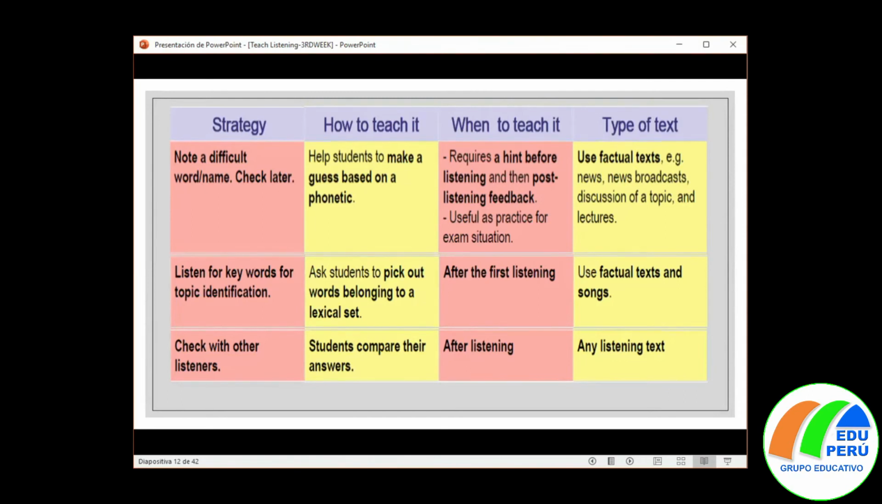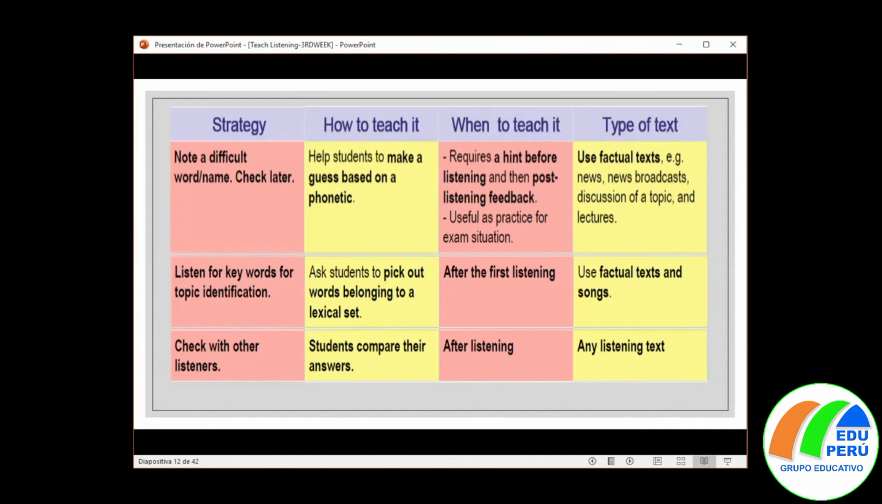The sounds. Oh, yeah. Here, knowledge. Knowledge. Yeah, so this is the word. So they need to identify this. And it's mostly used in the exam situation or exam context. What type of test? Use factual tests again. News, news broadcast, discussion of a topic, and lectures. So this is the kind of test that you could use to practice this strategy.